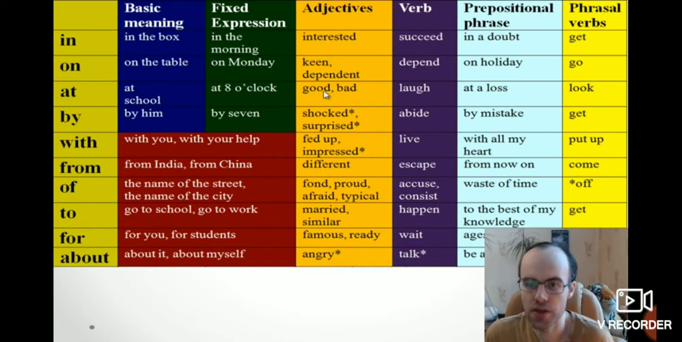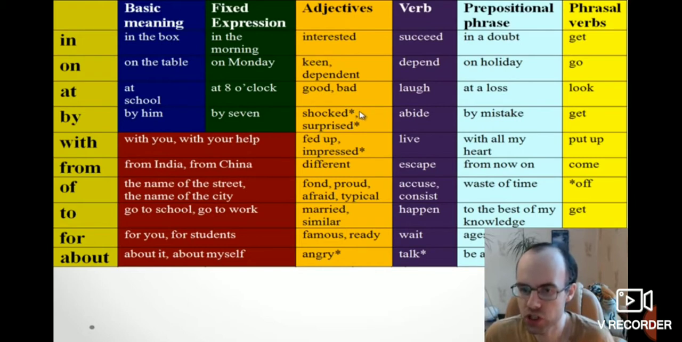Dependent on. Then, if you look at these words, good and bad at, you can say, okay, I'm good at English. It means that you know English really well, or I'm bad at maths. So you don't know maths or mathematics. Yeah. By. We often use by with shocked and surprised. Oh, I'm surprised. Yeah, I'm surprised by the quality of this video. Or I'm shocked by the news.